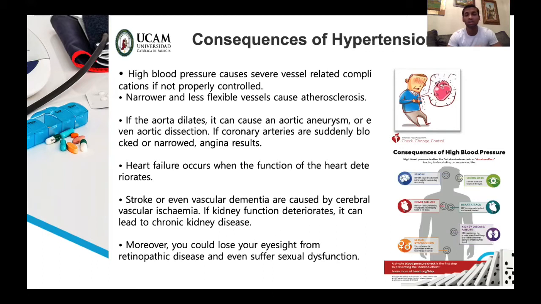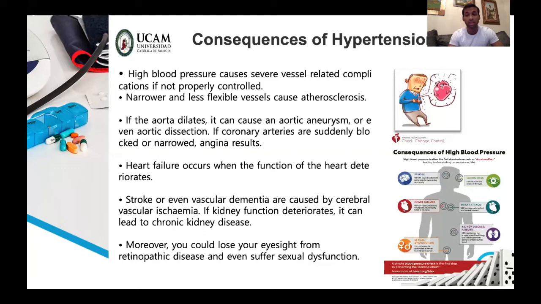Okay, heart failure occurs when the function of the heart deteriorates. When our heart starts to fail, we can have a heart attack and so on. Then the next is stroke or even vascular dementia, which are caused by cerebral vascular ischemia. I'm really sorry for my pronunciation of these words, they're really hard. So what is ischemia? It is a reduced amount of blood flow to the brain, or even less oxygen going to the brain. That's when we have a tendency of getting a brain stroke.